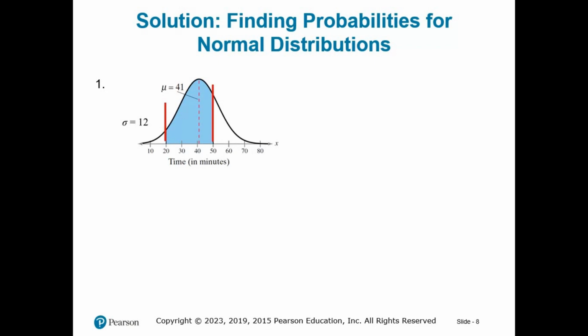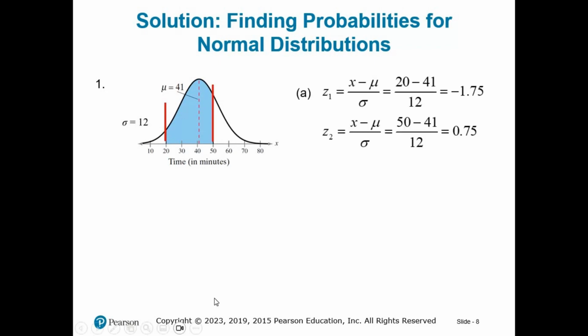The next step would be to convert both of those boundary markers to z-scores. When we apply the formula to the first or lower bound, we get 20 minus 41 divided by 12, which gives us negative 1.75. When we do 50 minus 41 divided by 12, we get 0.75 for our second boundary. So now our boundaries, formerly 20 to 50, are now negative 1.75 to 0.75.